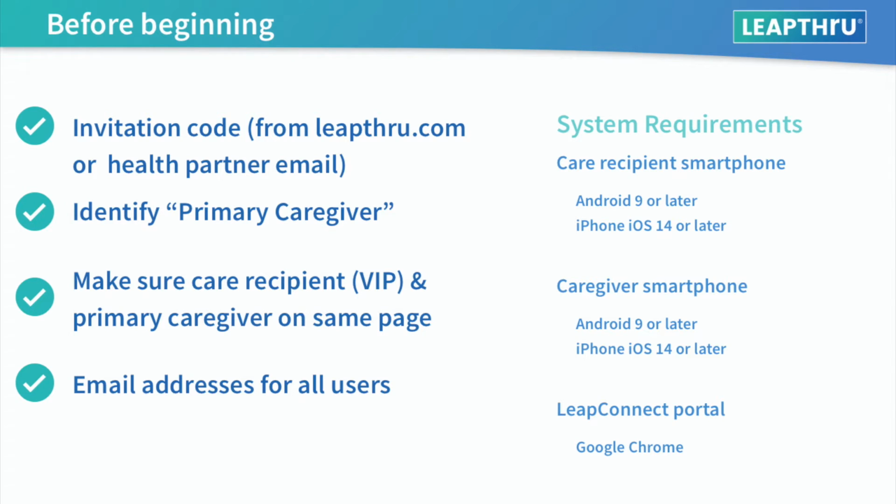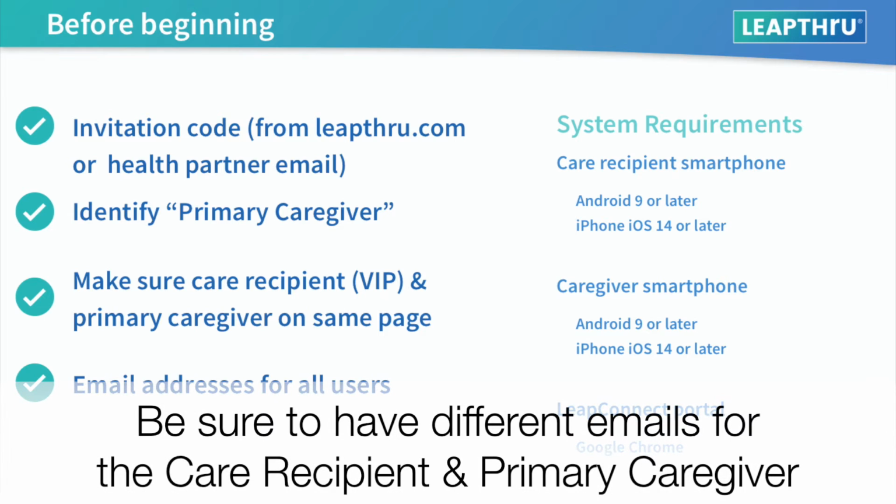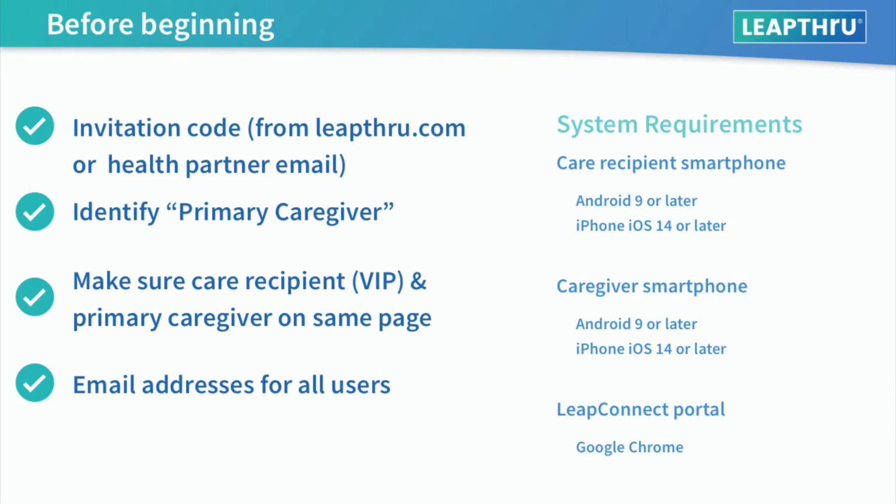Lastly, you'll need email addresses for each user on the system. Important to note that the care recipient and caregiver email addresses need to be different from one another. They can't be the same. On the right here, you can see the system requirements for the care recipient's smartphone, the caregiver's smartphone, or for using the LeapConnect portal.